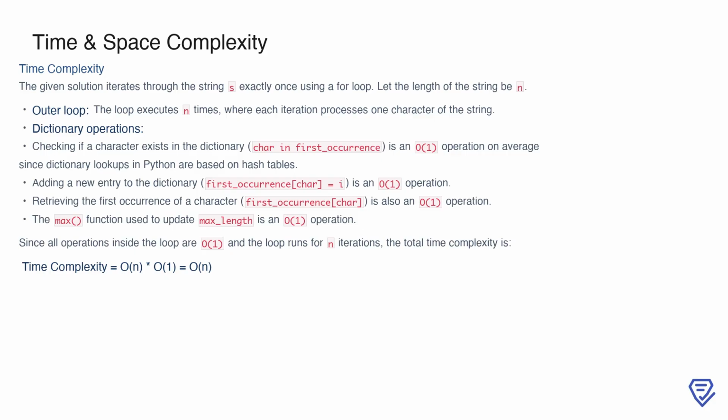Similarly, updating the max_length variable involves the max function, which is also an O(1) operation. Since all operations within the loop are O(1), and the loop itself executes n times, the overall time complexity of the solution is O(n). This ensures that the algorithm scales linearly with the size of the input string.